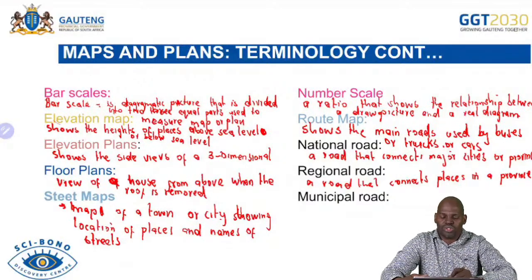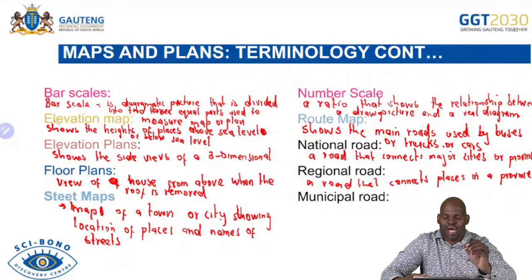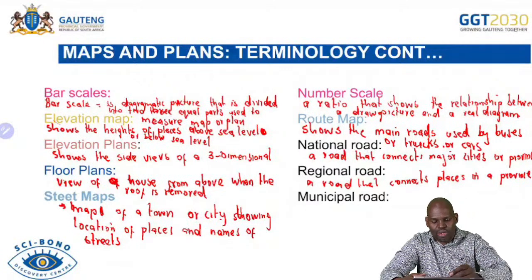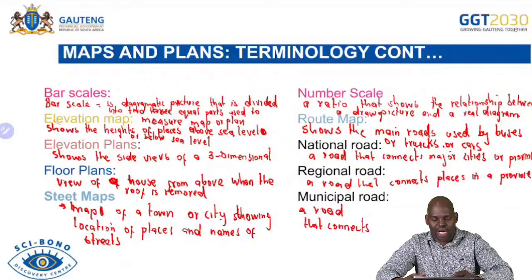And then we've got the municipal road. A municipal road is a road that connects places in a city. For instance, in Johannesburg, we've got M1, which goes from Sandton to the CBD. So a municipal road is a road that connects places in a city, or you can say municipality.